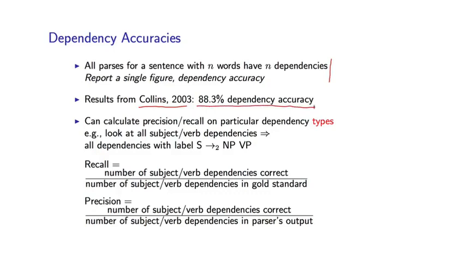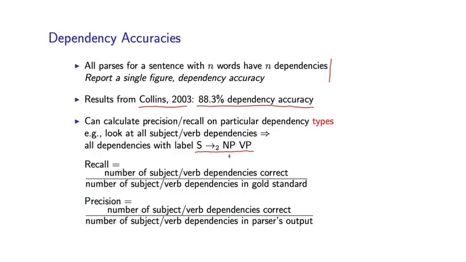Okay, now one very nice property of these dependencies is that we can delve a little deeper by looking at the accuracy, or more specifically the precision and recall, in recovering different dependency types. So for example, I could look at all subject-verb dependencies. More precisely, I can look at all dependencies with this label. So whenever I see this label, I know that the dependency is involving a subject and a verb. And I can again calculate precision and recall in terms of recovering dependencies with this particular label.